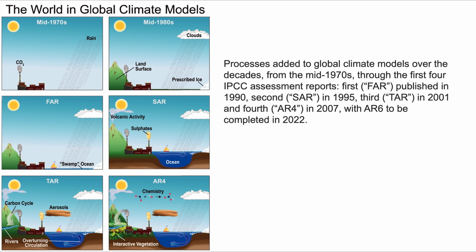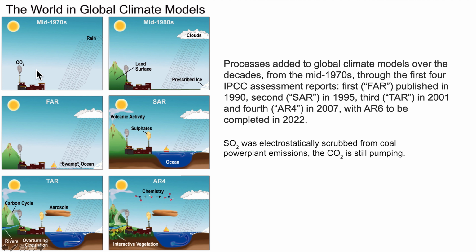Here we have an illustration that depicts the changes that we've made, the increases in complexity that we've added to global climate models over the last 50 years or so. In the mid-70s, we were mostly concerned with acid rain that resulted from CO2 emissions and sulfur dioxide emissions from coal power plants. We eliminated much of the acid rain problem in that 50-year period.